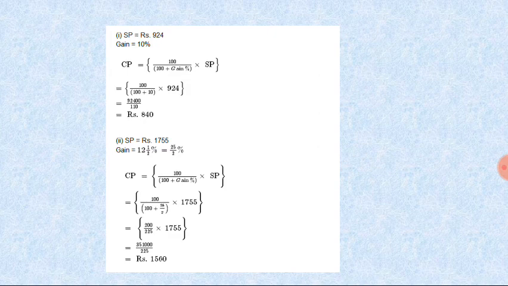Selling price is equal to rupees 1,755. Gain is equal to 12 1 by 2 percentage, equal to 25 by 2 percentage. Cost price is 100 by 100 plus gain percentage into SP. 100 by 100 plus 25 by 2 into 1755. 200 by 225 into 1755. So rupees 1560.